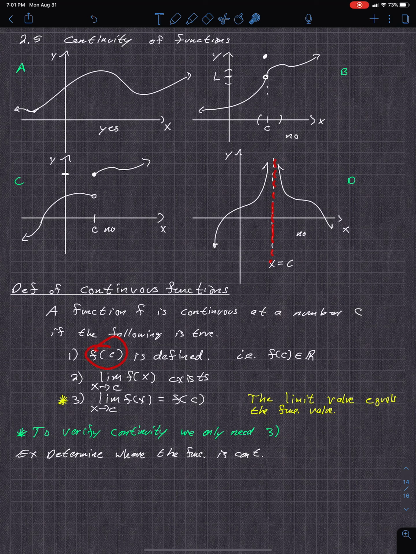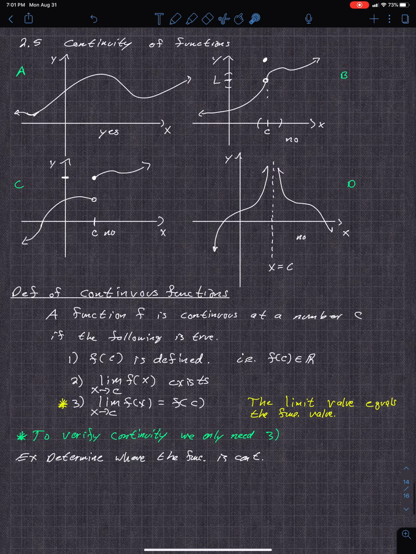So if the function is not even defined, it's got a vertical asymptote right there. So it's not even defined at c. So it fails 1. So that could be like a question, right? I could ask you, tell me which part of the definition of continuity does the limit fail or not work, right? That kind of thing.